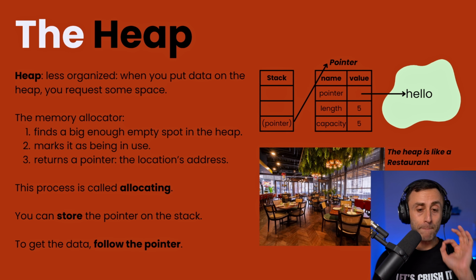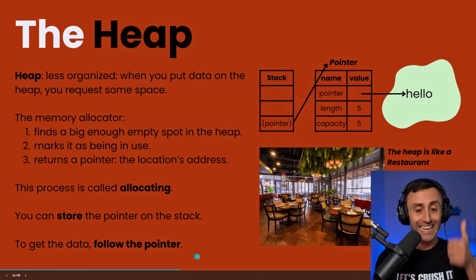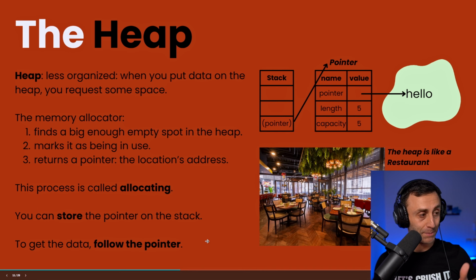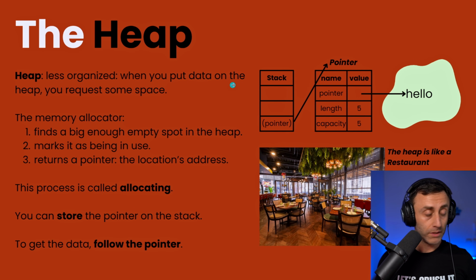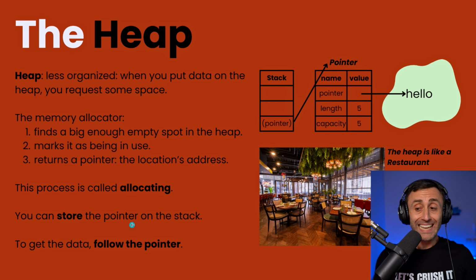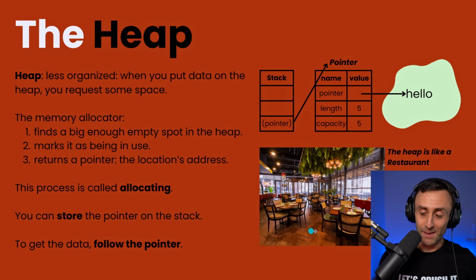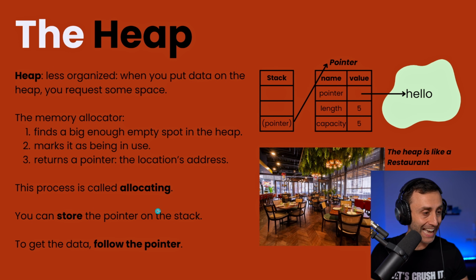There is something called the memory allocator that does 3 things. It finds a big enough empty spot in the heap, like the waiter chooses a table. It marks it as being in use, people just sit at the table, and it also returns a pointer, a location's address, the number of the table. And this process is called allocating. And where is this pointer put? On the stack, because the pointer to this variable has a fixed size. And to get the data, we just follow the pointer. The waiter already knows which table has which number, but this is the best analogy I can make.